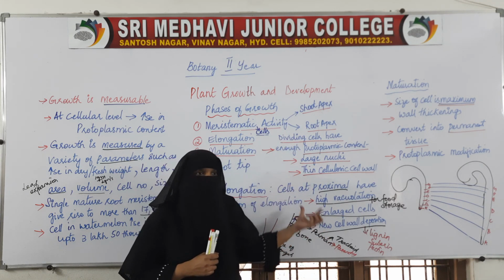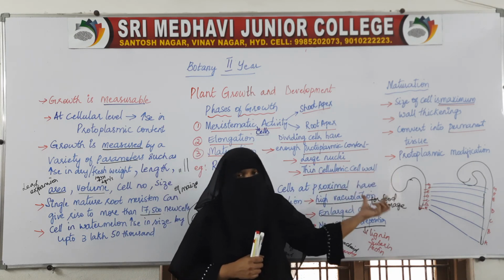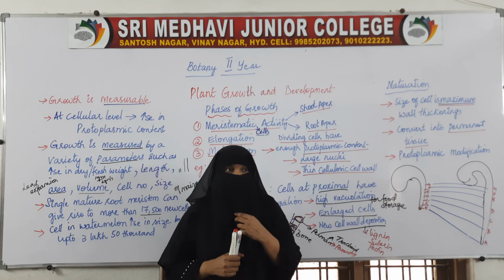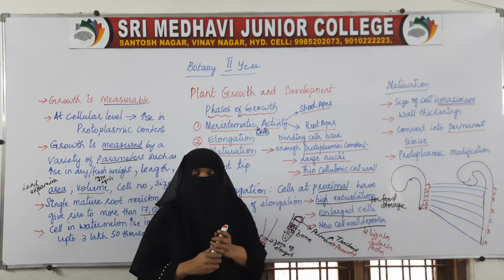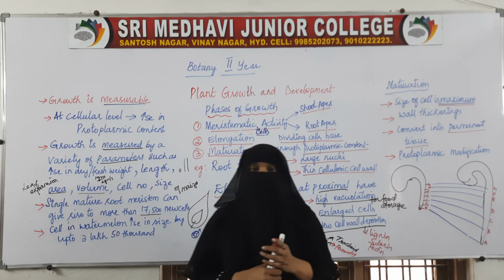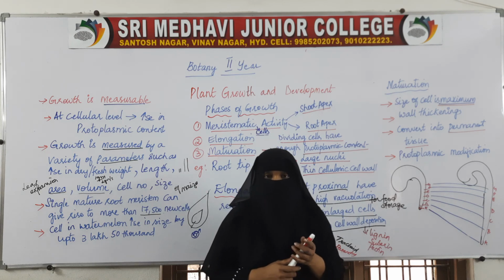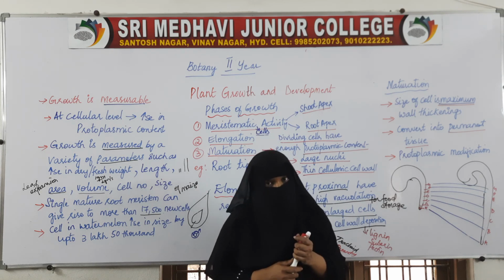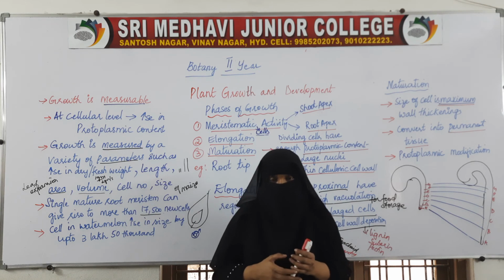Now the cells have totally grown, matured and changed into permanent tissues. So what happens after the cells mature? After cells mature, they undergo a process called differentiation. That is the second step of development. The first step of development was growth. The second step of development in plants is differentiation. In the next class, we will see differentiation.